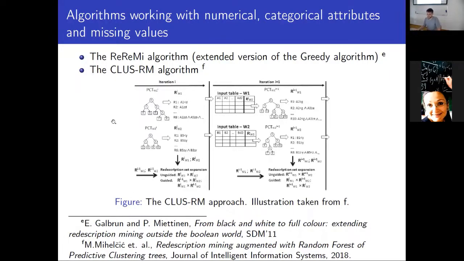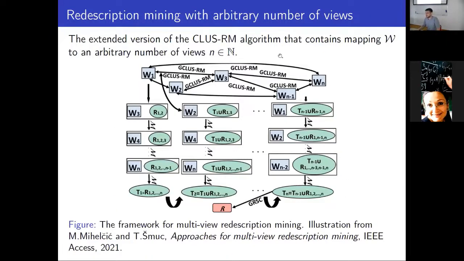And then there is the approach which was published in 2021, which can basically take a mapping of attributes to an arbitrary number of views, which needs to be more complex because of the curse of dimensionality that we get by having more than 2 views. So basically one can create a much larger number of redescriptions on this larger data set.